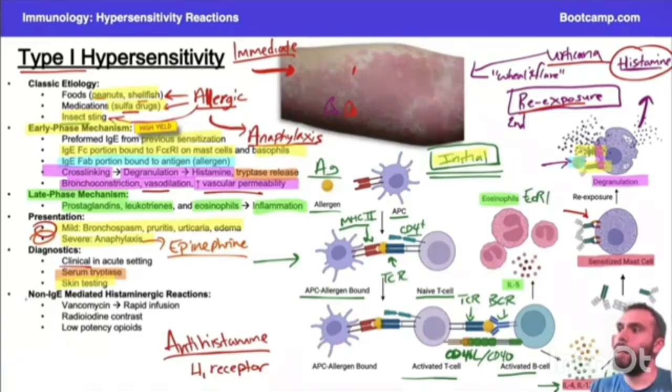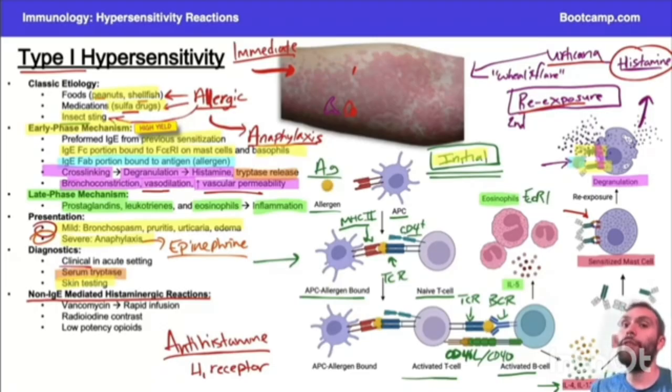Now, the last thing on here, I just want you to remember, because this has been coming up more and more in questions, are these non-IgE mediated histaminergic reactions. So it's just like it says. It means in some way, we're stimulating mast cells and basophils to release histamine, but we're not doing it through IgE. That's the important point. So is it truly a type 1 hypersensitivity? The answer is no, but you should be familiar with these.